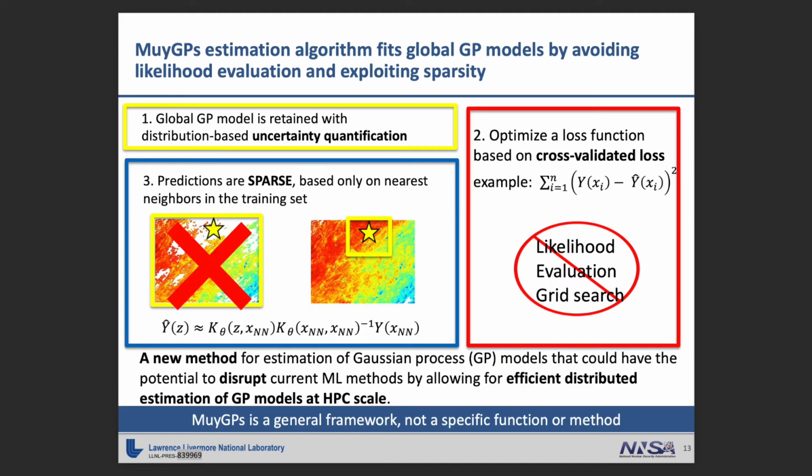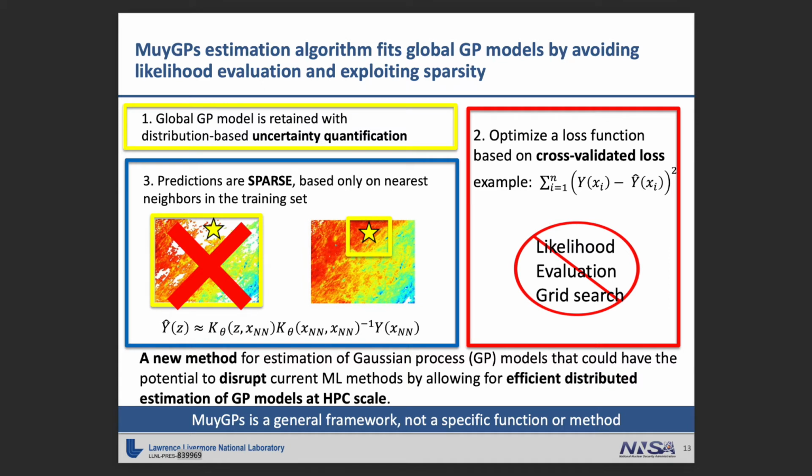What is MuyGPs? I've referenced it a lot of times, and clearly it's based on doing something nearest neighbors tied to doing something fast to try and estimate it. Now, there are a lot of GP methods that do this, and I'll make it clear how they're potentially different, and I'd love to have further discussion on this if people are still unsure.